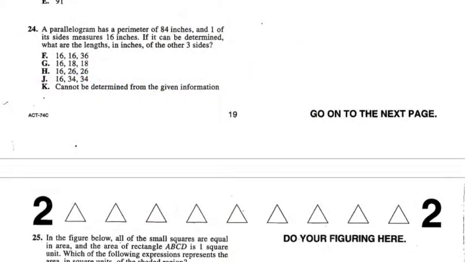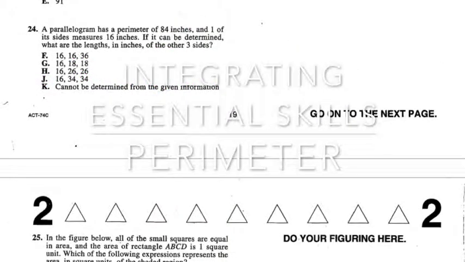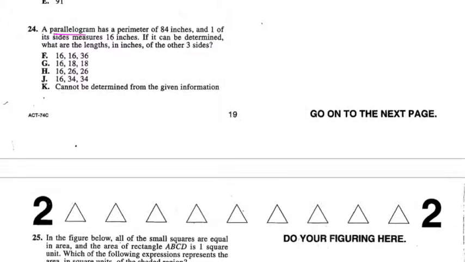Number 24 is an integrating essential skills question. We are dealing here with perimeter and the side lengths of quadrilaterals, or in this case, a parallelogram. A parallelogram has a perimeter of 84 inches. That's a parallelogram. These sides are the same. These sides are the same. And we're saying that 2x plus 2y is 84. And one of its sides measures 16 inches. Let's say x is 16. If it can be determined, what are the lengths in inches of the other 3 sides?